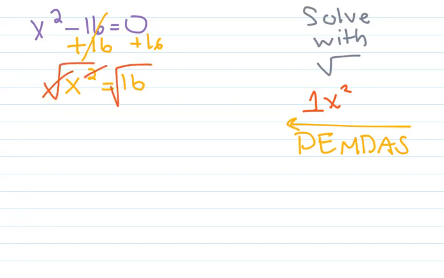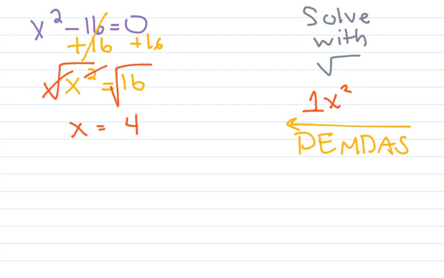That crosses off the square and gets x alone. And the square root of 16 is 4, because 4 times 4 makes 16. However, the only tricky thing here is that there is a second answer to this.